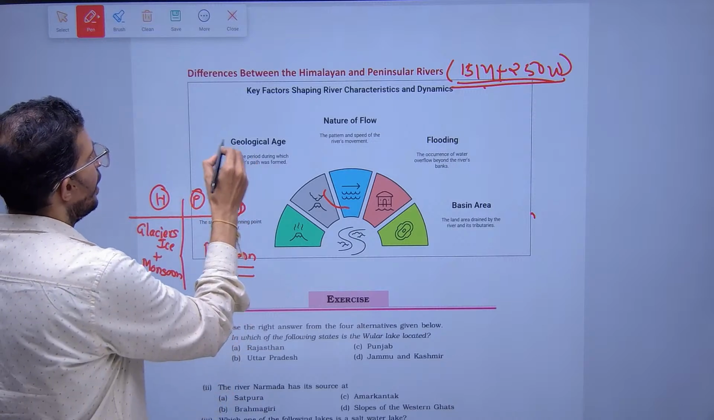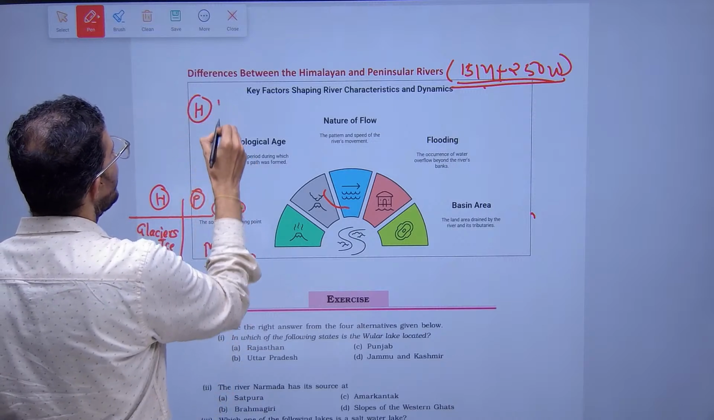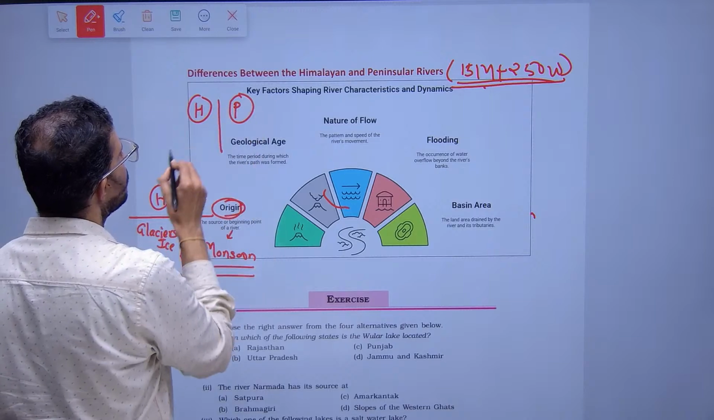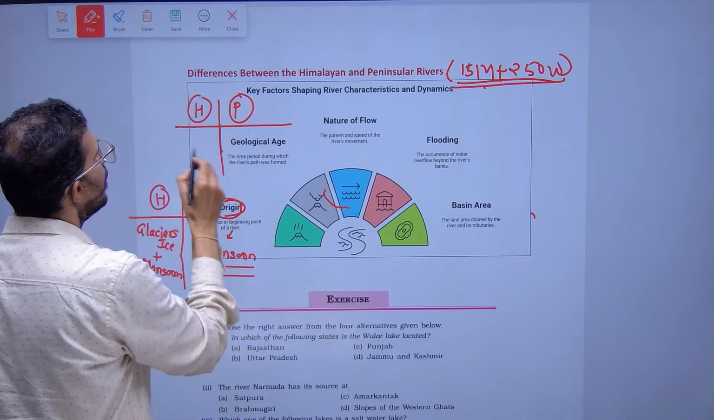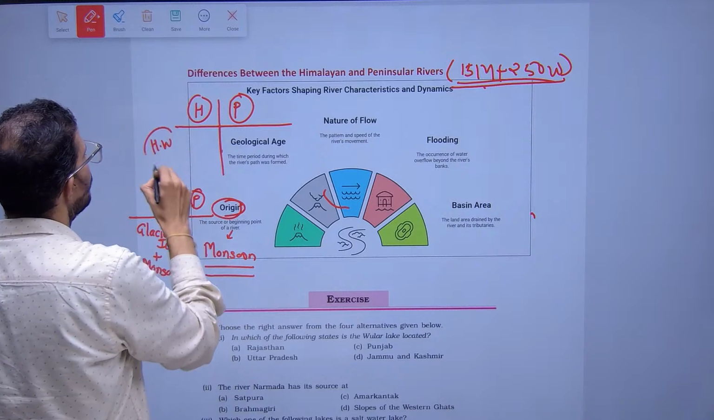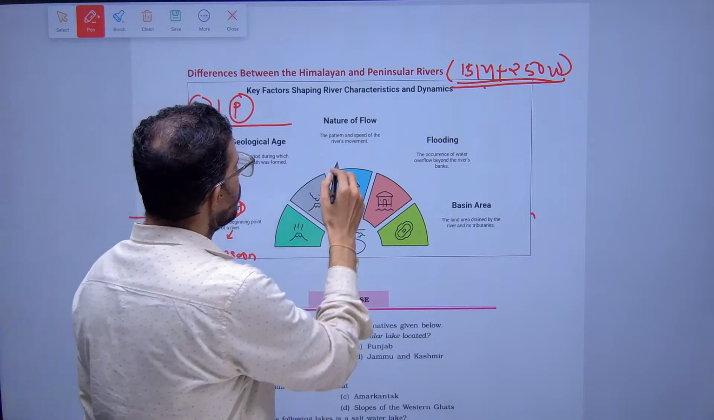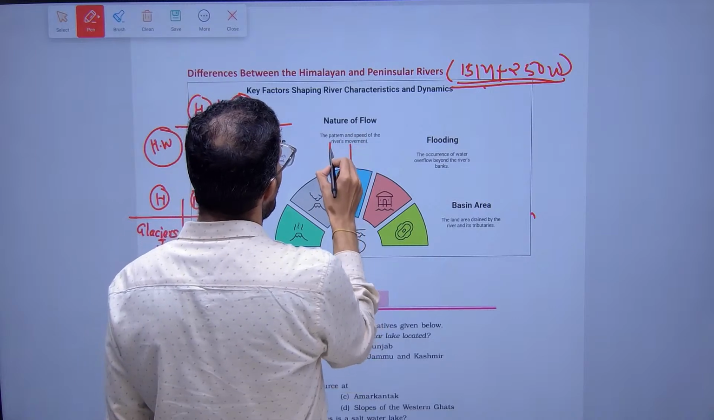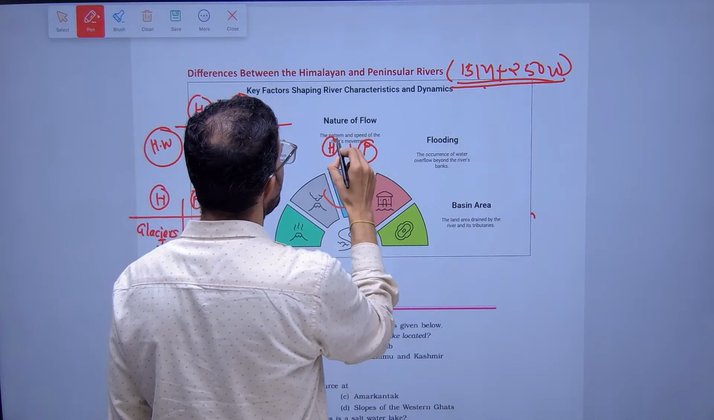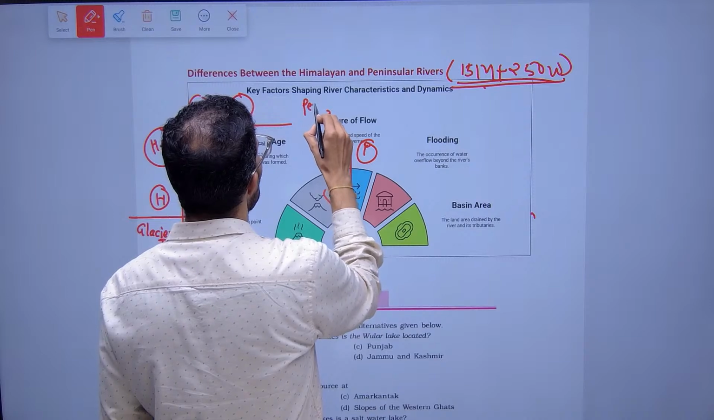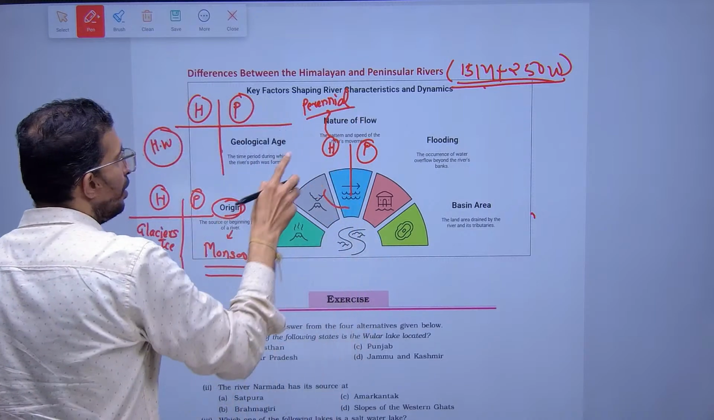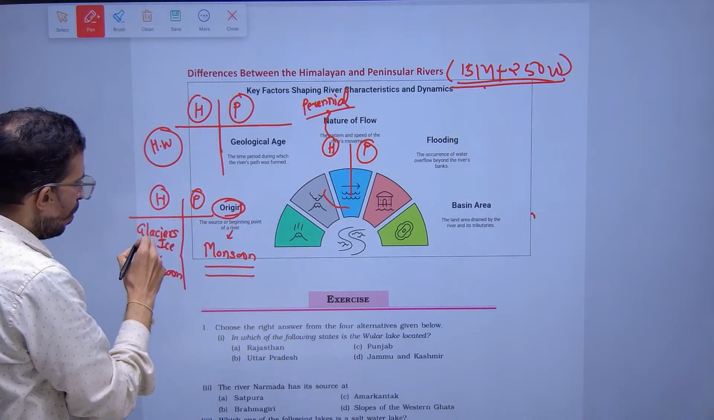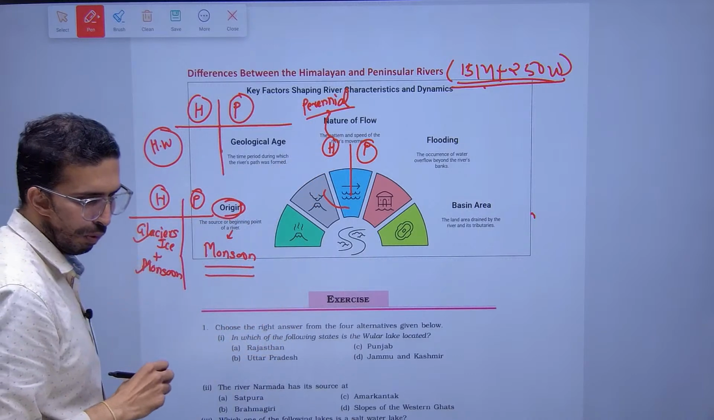Then geological age. Himalayan river system and the Peninsular river system, which will be the older one and which will be the newer one? Yes, find out, homework for you. Then nature of flow. The Himalayan river system has perennial flow. Perennial means barmahi, because the river gets its water from the glaciers and also the monsoon.